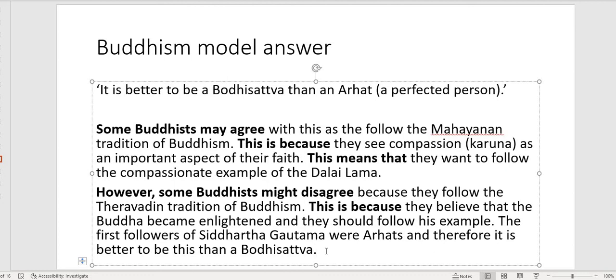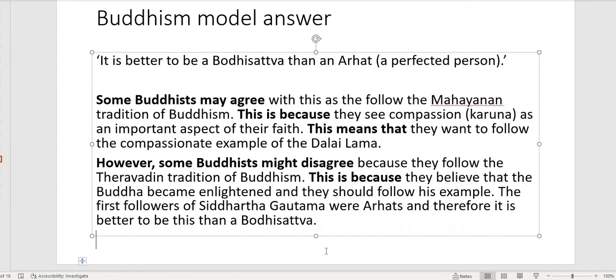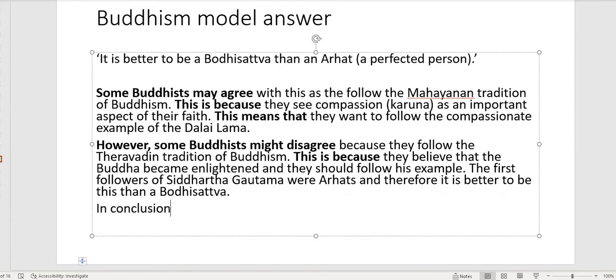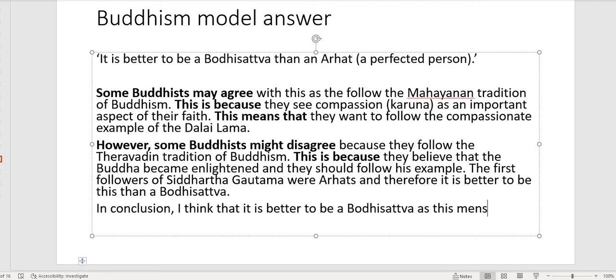Now I'll do two more of these if I can, and then finish with, in conclusion, I think that, and this is the only time I want to hear you say the first person, in the conclusion, I think that it is better to be a bodhisattva, as this means that more people are helped. Bosh!